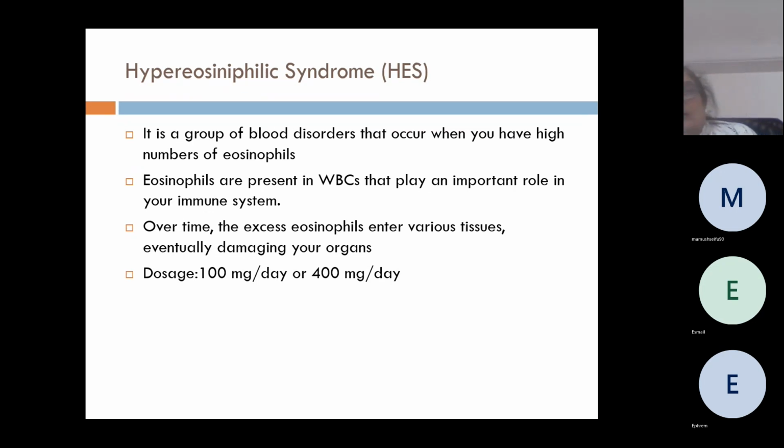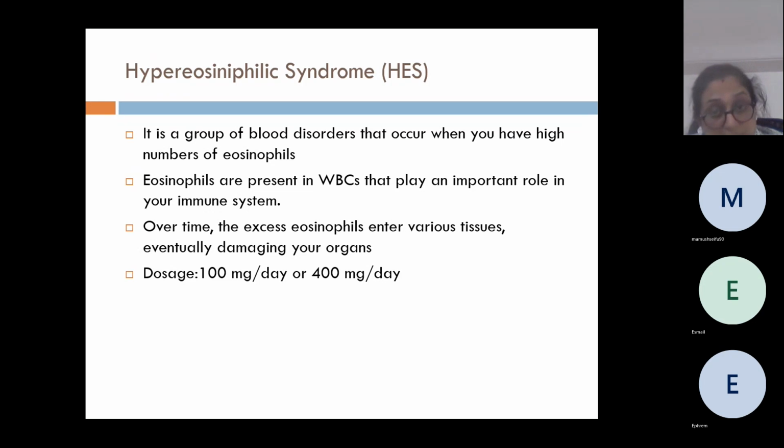Then there's another indication called hypereosinophilic syndrome, that is HES. This is a type of blood disorder that occurs when you have high number of eosinophils. Eosinophils are also a type of WBCs which play an important role in our immune system. So if eosinophils are large in number and they are abnormal, then a condition called hypereosinophilic syndrome occurs. Over the time, the excess eosinophils enter various tissues and they eventually damage your organs.